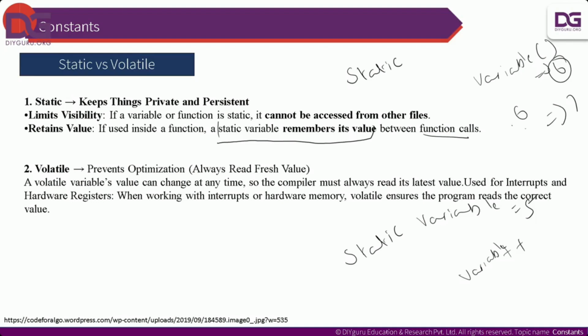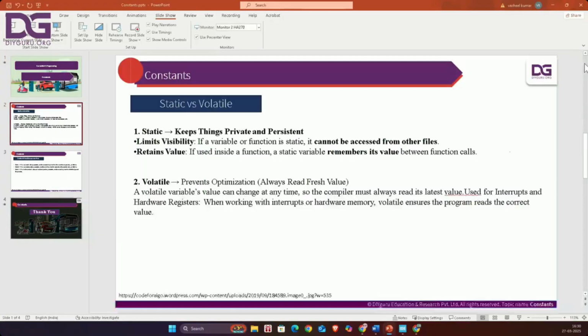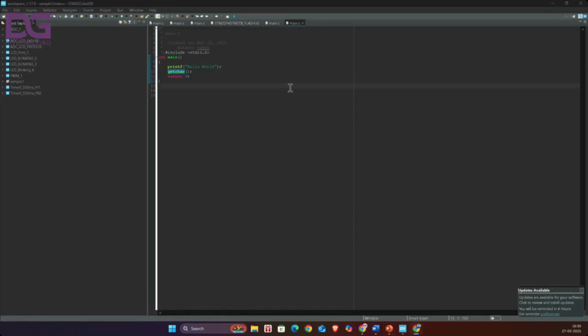So that is your static. And this static variable is limited to that function only, to that code. If it is kept in that function, it only remembers the changes that happen within that function. If changes are made after the function, it won't remember. So that is your static. Let's see with an example how we can initialize a static variable.